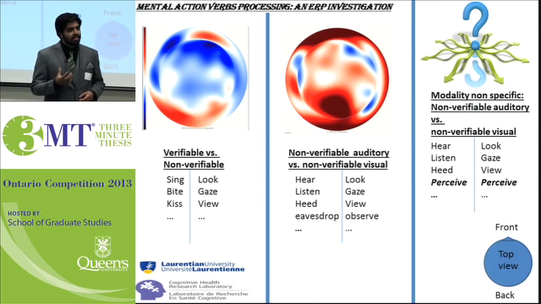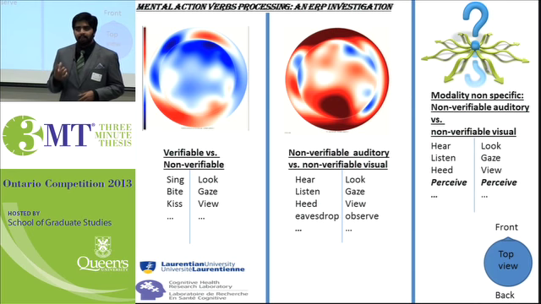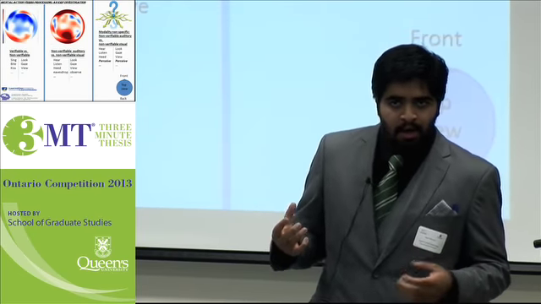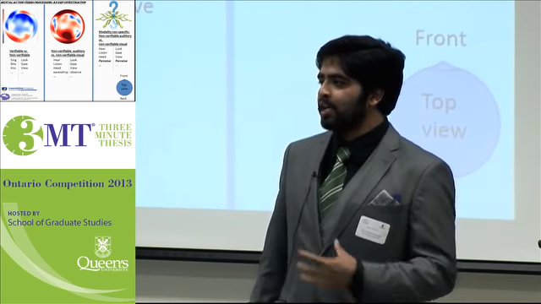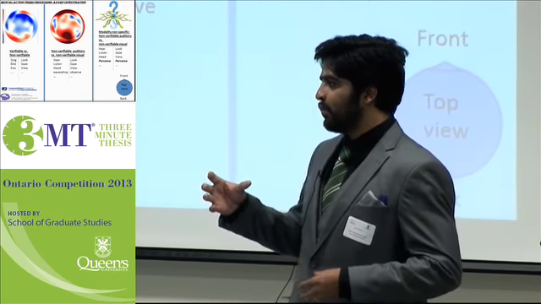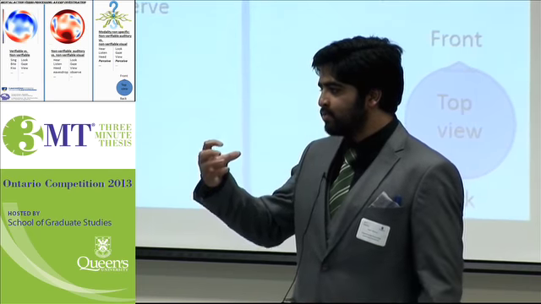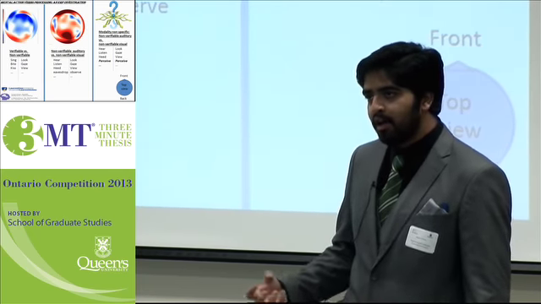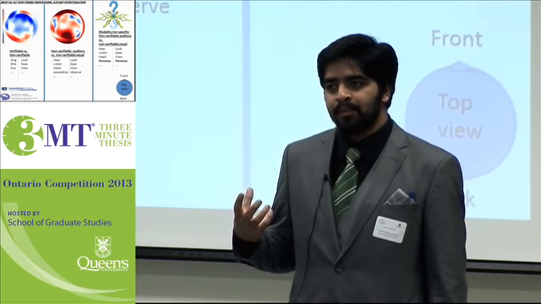Where this stemmed from is from a study done in 2001 by Pulvermuller and his colleagues, which looked at verbs with verifiable products. That's verbs that you can see other people perform. For example, the verb kick. What he found is that in addition to the activation of a general language processing region, the motor cortex, which is the area of the brain responsible for the actual performance of the action of kicking, was also activated.